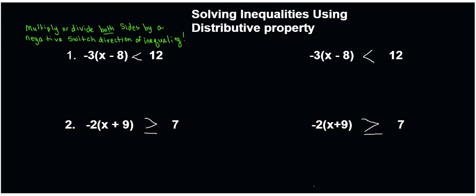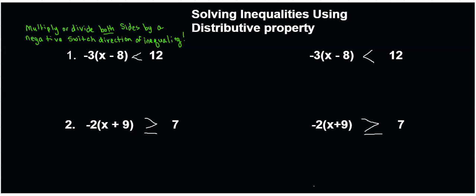But before we get started, I need to remind you, solving inequalities is very similar to solving equations with one exception. When you solve an inequality, if you multiply or divide both sides by a negative number, you have to switch your inequality around. So if you started with a less than sign and you multiplied both sides by a negative, you would end with a greater than sign. And I'm going to show you that today.